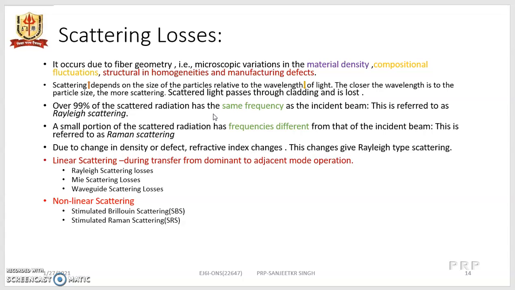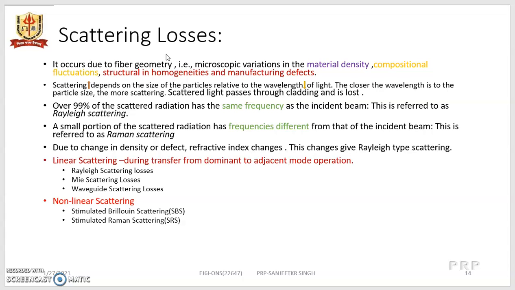And if the scattered radiation, that is almost 99%, has the same frequency as the incident beam, it is referred to as Rayleigh scattering. And if they happen to be different frequencies, then it is referred to as Raman scattering. So due to change in density or the defect, what happens? The refractive index value changes. So this will give rise to Rayleigh scattering.